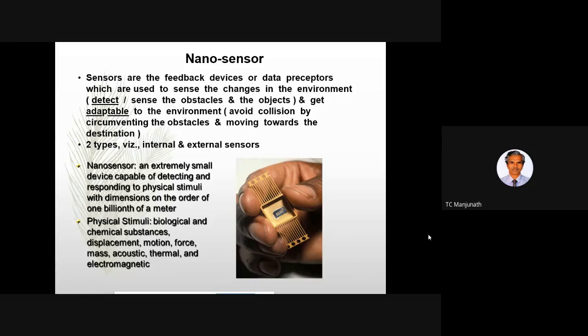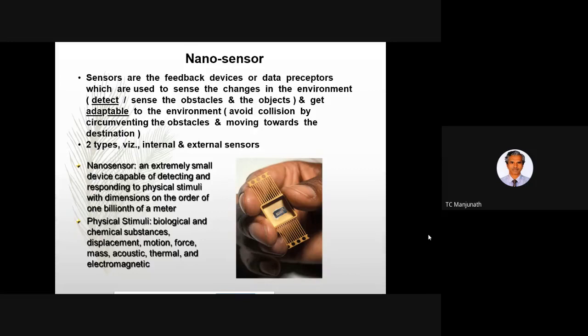They are extremely small devices capable of detecting and responding to physical stimuli, with dimensions on the order of 1/1,000,000th of a meter. Even then, think about this: the system itself is nano, and the sensor inside it will be again 1/1,000,000th of that. That much smaller. Only one drawback with this type is that the voltage levels you get are very, very low, at the micro or nano level, and you have to amplify them. You need a very good amplifier to at least bring it up to the TTL logic level. They detect physical stimuli, biological and chemical substances: displacement sensors, motion sensors, force sensors, mass sensors, thermal sensors, electromagnetic sensors, etc.